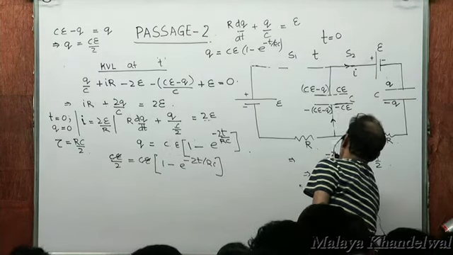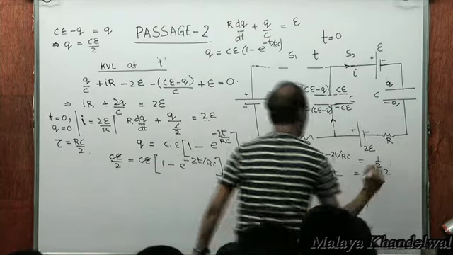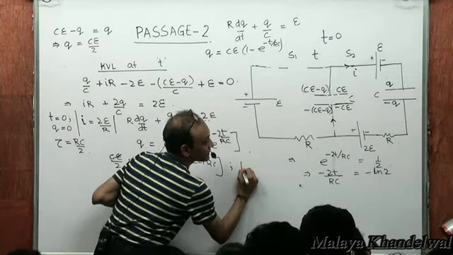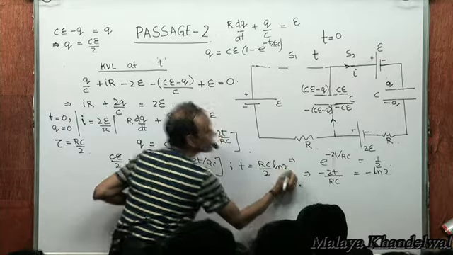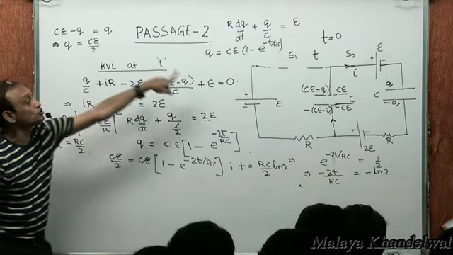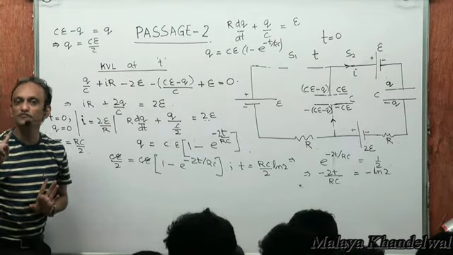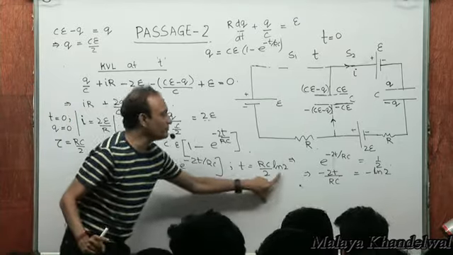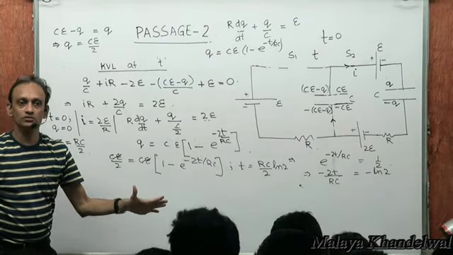So minus 2t by RC equals minus log 2, right? So t then becomes RC by 2 log 2. Yes or no? t is RC by 2 log 2. At this instant of time, the charges on the two capacitors will become equal to each other. Yes or no? Confused? So this is the time when the charges will become equal to each other.